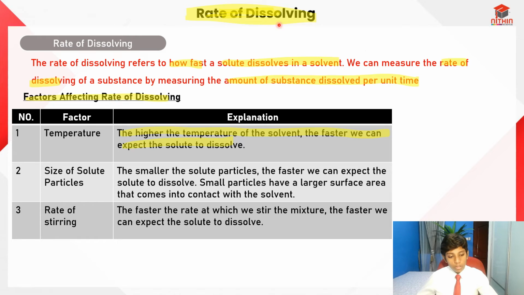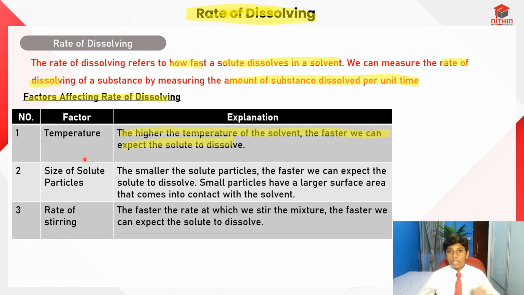They will tell you something like, there's this sugar particle and this other sugar particle, and this beaker has a temperature of 25 degrees and the other beaker has a temperature of 30 degrees. Which beaker, when we put the sugar in, will dissolve faster? You have to say it's the one which is 30 degrees Celsius, because the higher the temperature of the solvent, the faster we can expect the solute to dissolve. That's how you're supposed to explain it.